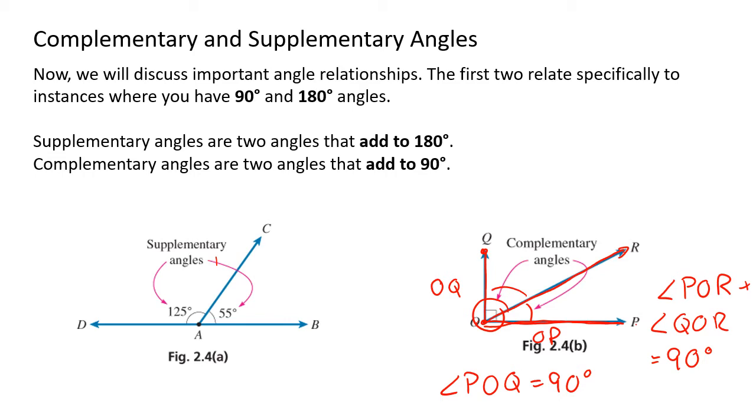Supplementary angles is a similar concept except for a straight line, okay? So if you have a straight line, that means this overall angle is 180 degrees. If you add a line here, the angles that it splits that line into, in other words, angle BAC, again, starting from here to here, plus angle DAC.